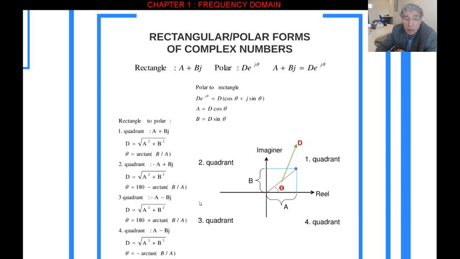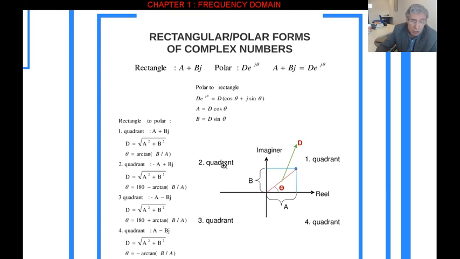Once you have found theta, if the original Cartesian complex number is in the first quadrant, you can directly find theta, and that is going to be a plus value. If your complex number is in the fourth quadrant, whatever arctangent B over A you have found, you are going to put a minus in front of it, because A is plus and B is negative in this area. So whatever theta you found, you have to take minus theta here.